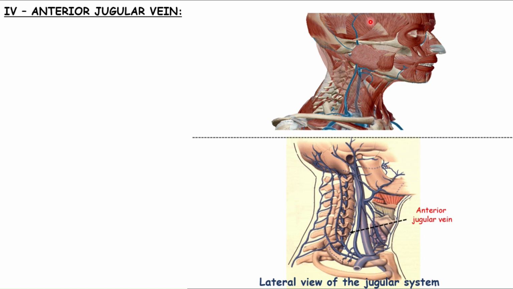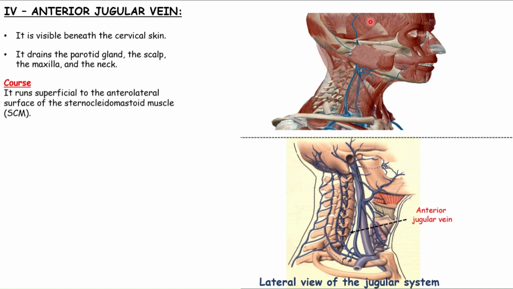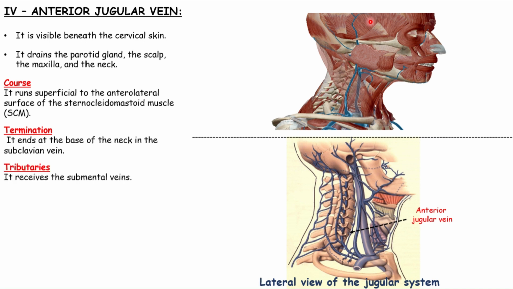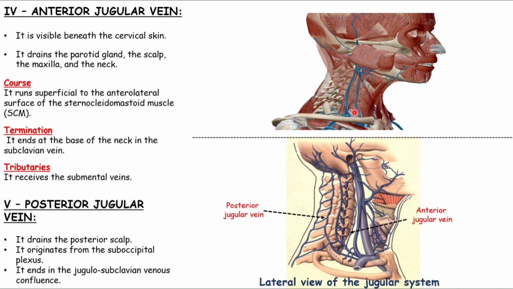The anterior jugular vein is visible beneath the cervical skin. It drains the parotid gland, the scalp, the maxilla, and the neck. It runs superficial to the anterolateral surface of the sternocleidomastoid muscle. It ends at the base of the neck in the subclavian vein and receives the submental veins. The posterior jugular vein drains the posterior scalp. It originates from the suboccipital plexus and ends in the jugulo-subclavian venous confluence.